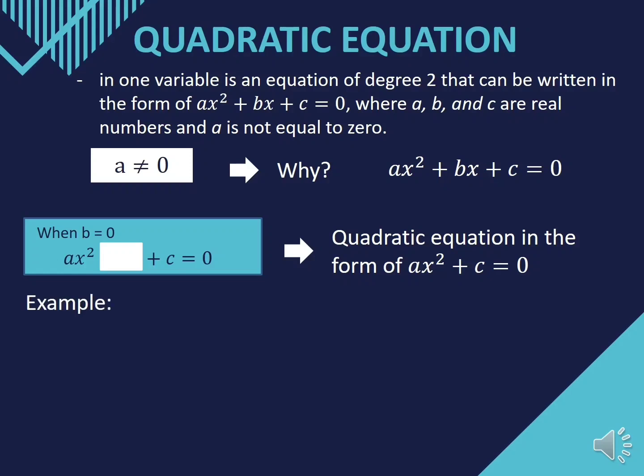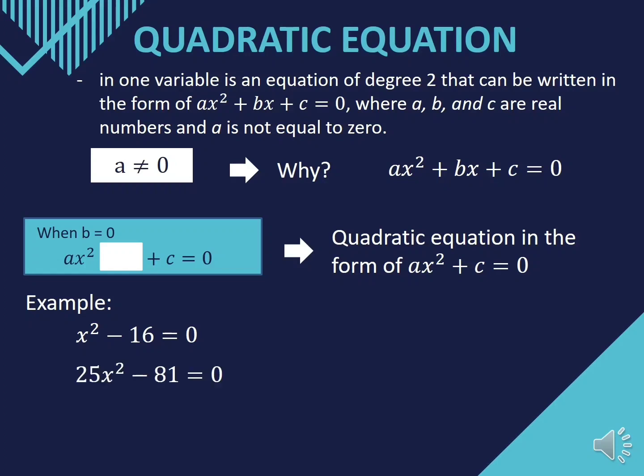So, let us have these examples. First, x squared minus 16 is equal to 0. So, that is in the form of ax squared plus c is equal to 0. And therefore, it is still a quadratic equation even b is equal to 0, or even b is missing. Even the linear term is missing, it is still a quadratic equation. Why? Because it is in the degree of 2.